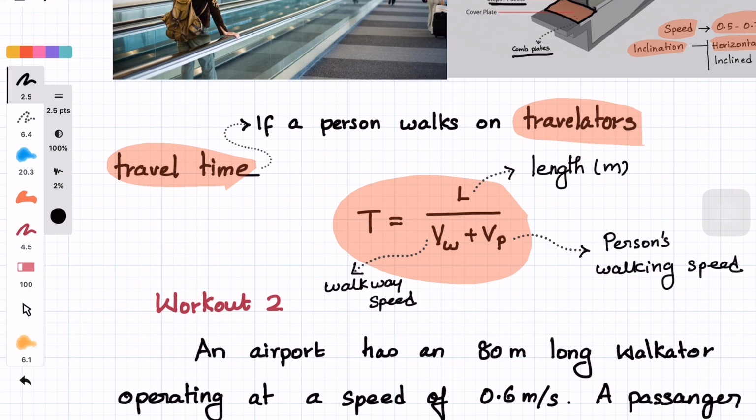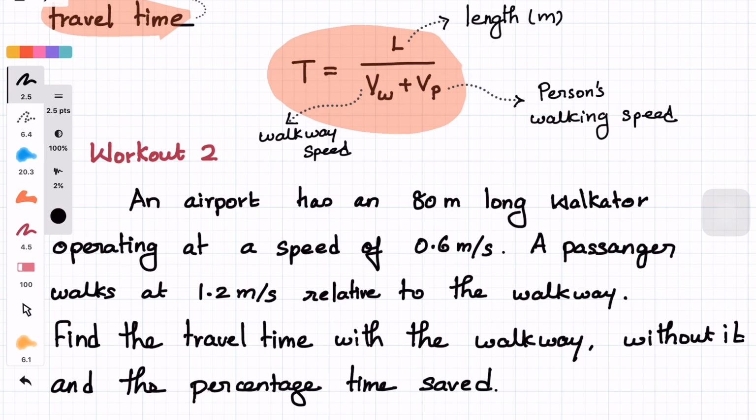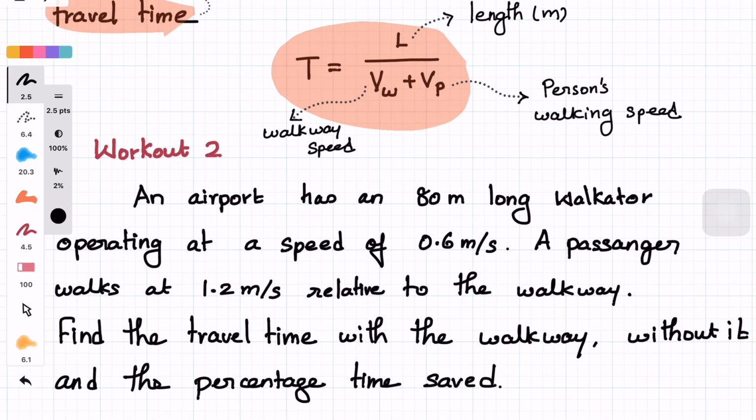So we'll quickly do a small workout. An airport has an 80-meter long walkator operating at a speed of 0.6 meter per second. A passenger walks at 1.2 meter per second relative to the walkway. Find the travel time with the walkway, without it, and the percentage time saved.